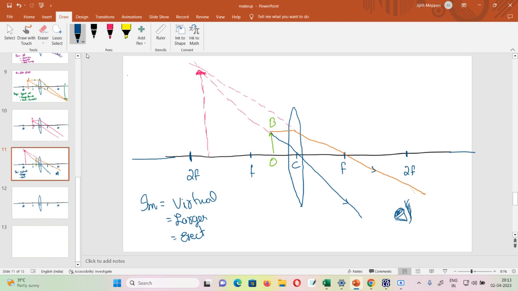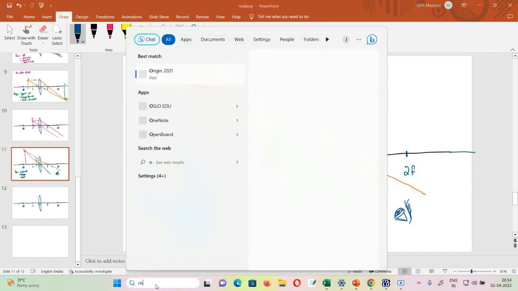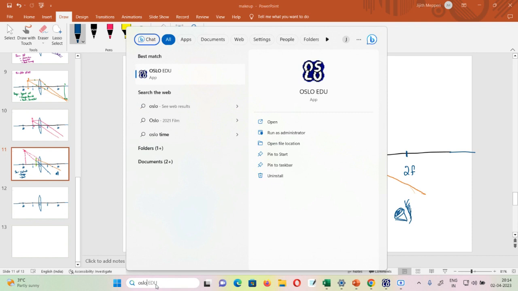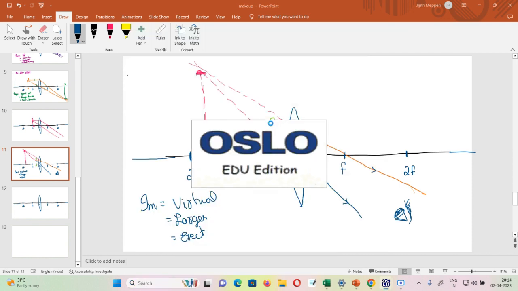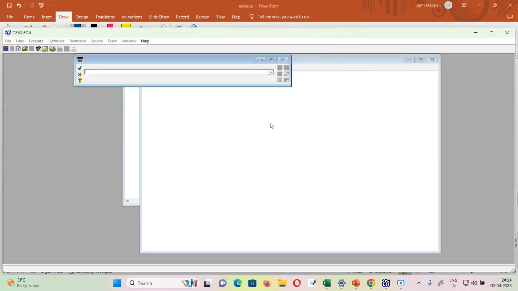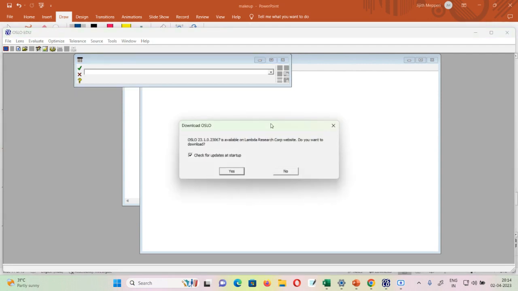Now, as we are familiarizing ourselves with Oslo, we can see how this can be achieved in Oslo. So now we are moving towards the experiments using Oslo. Actually, these sessions are done in such a way that students run all the experiments.